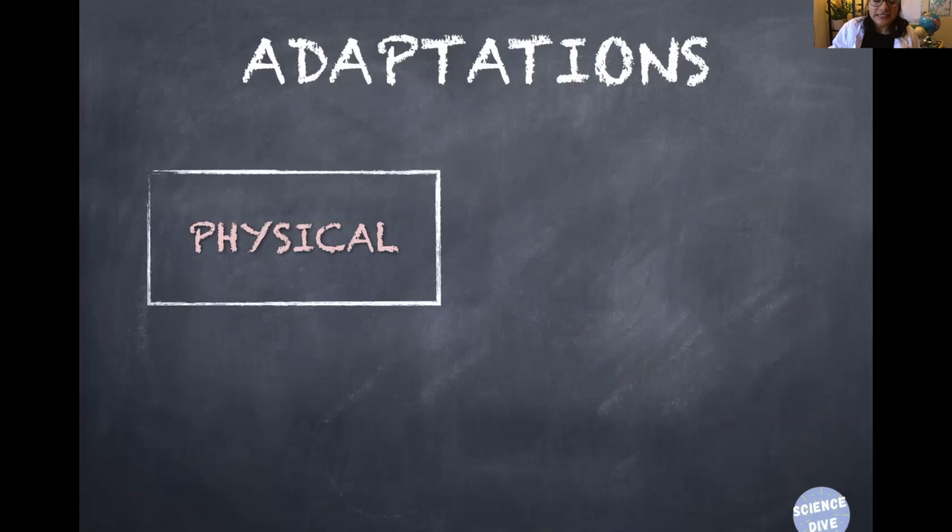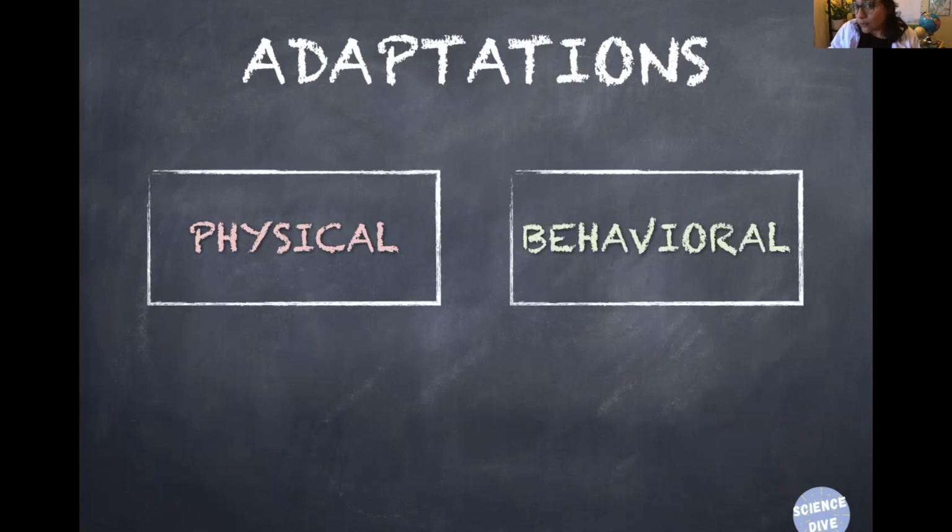So physical adaptations, and the second one is behavioral adaptations. And I want you to say that word with me because it is a bit hard. Behavioral. That is an adaptation that you learn. You're not born with it. Somebody needs to teach you it, and it's usually an adult. Somebody that already knows how to apply this adaptation to help them survive.